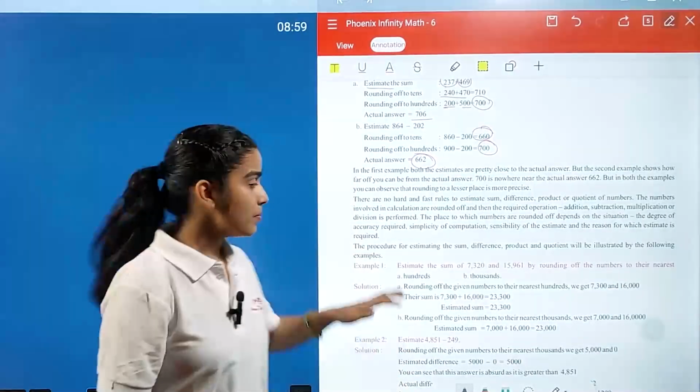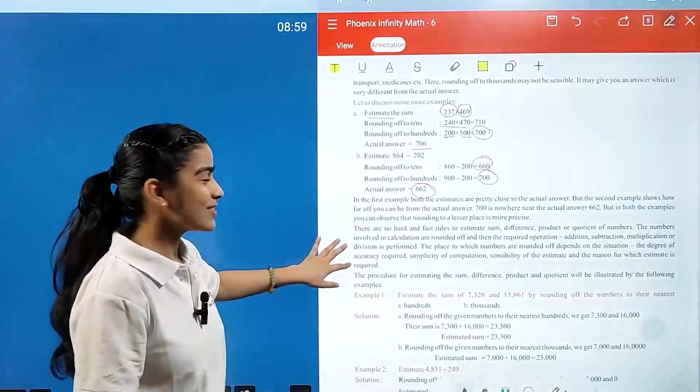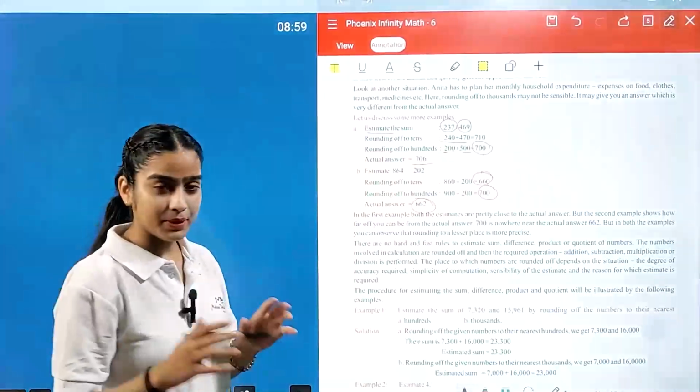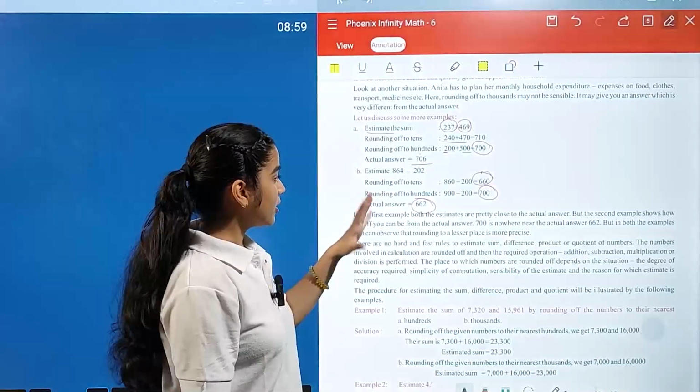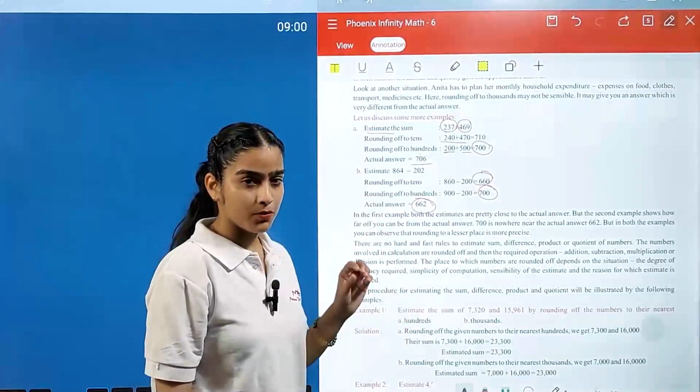For example, your mother, not your mother, because that is a big amount. Okay, fine. For example, there is a party and the manager is assuming that around 662 people would be coming.